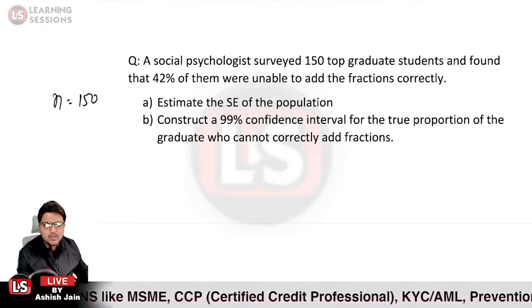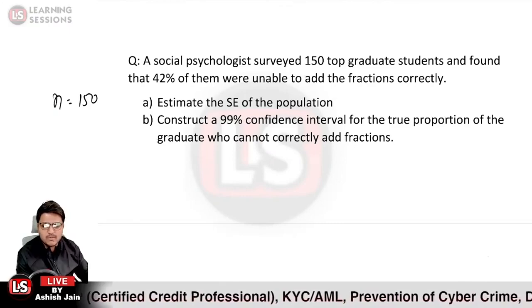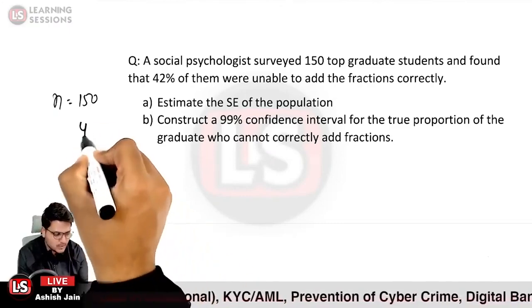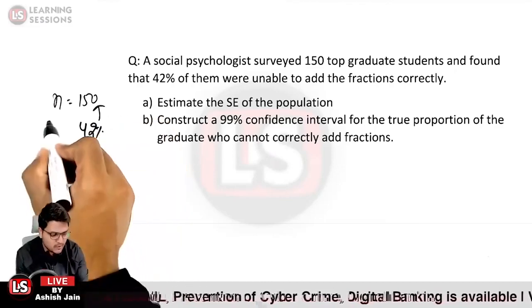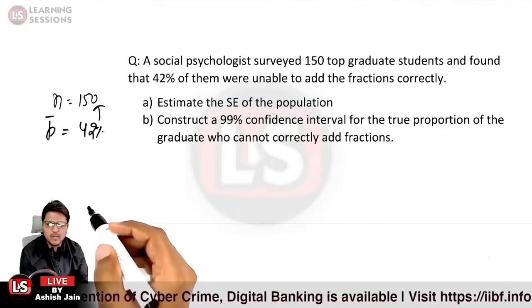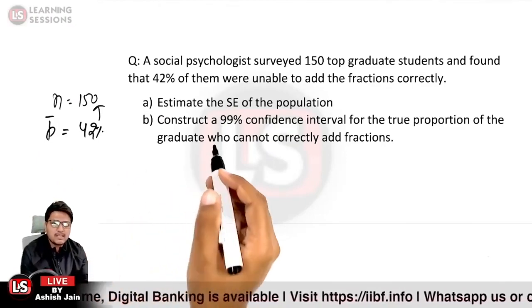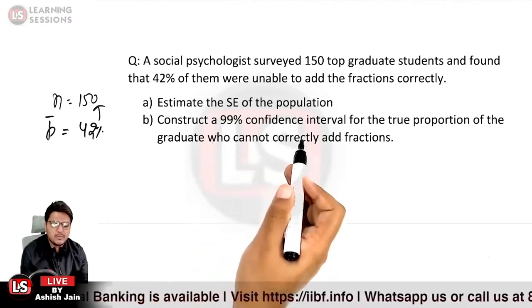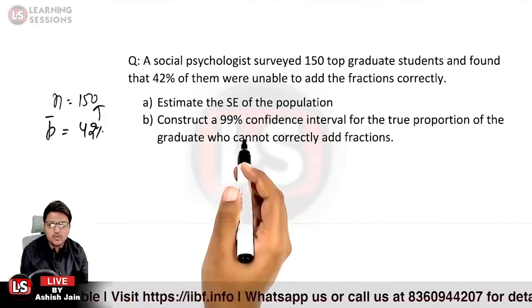So we are provided with 150, that is equal to n. And 42% is related to the proportion of the sample itself, so it can be denoted with p bar over here. Further it is given, estimate the standard error of the population. Now it's related to proportion over here.